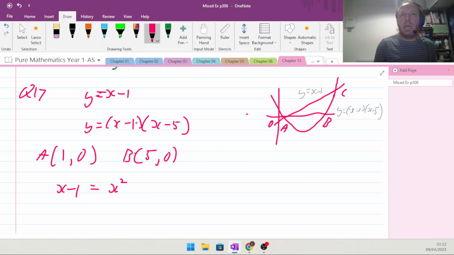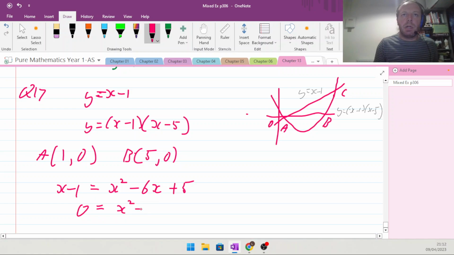So x squared minus 1x minus 5x, that sounds like minus 6x plus 5, because minus and minus is a plus. So solve this quadratic. X squared minus 7x, what does that become? Plus 6.